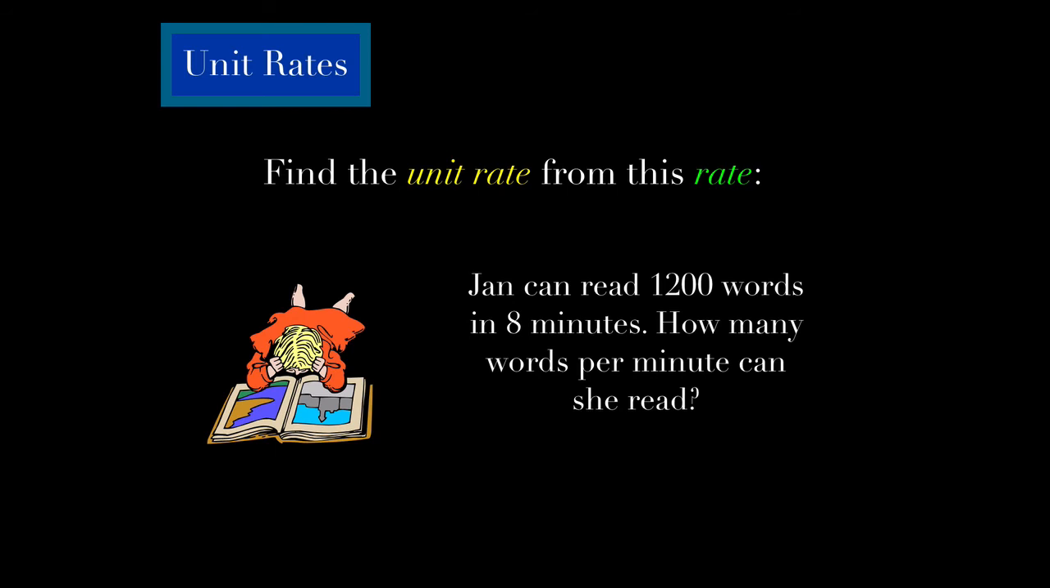If I want to know how many words per minute she can read, I'm going to do 1,200 divided by 8, right? And 1,200 divided by 8 is 150. So Jan can read 150 words per minute. So 1,200 words in 8 minutes is the rate. 150 words per minute would be the unit rate because that's how much it is in 1 minute. So again, we're focusing on that number 1, which is really important.